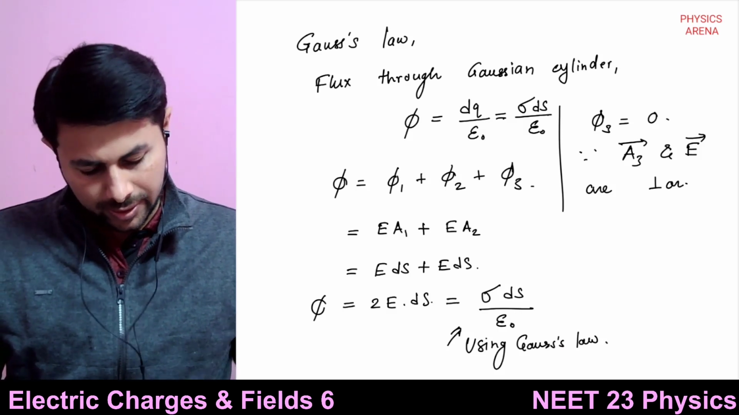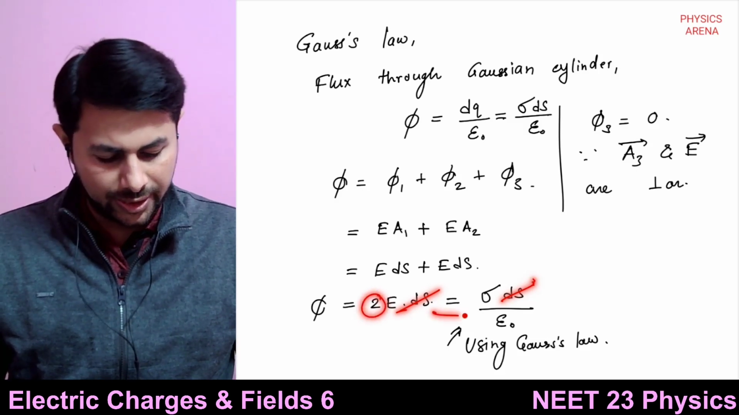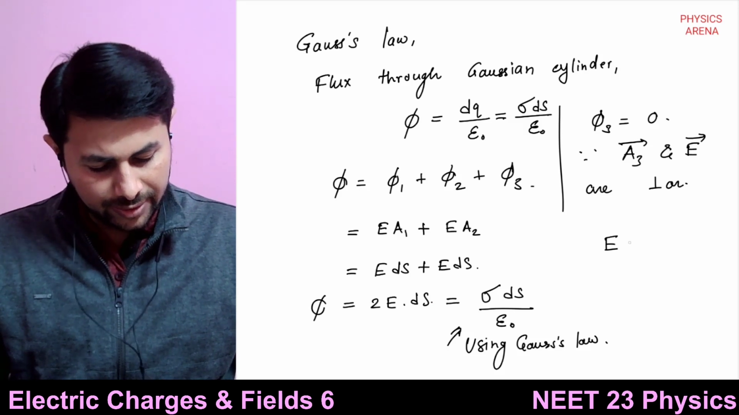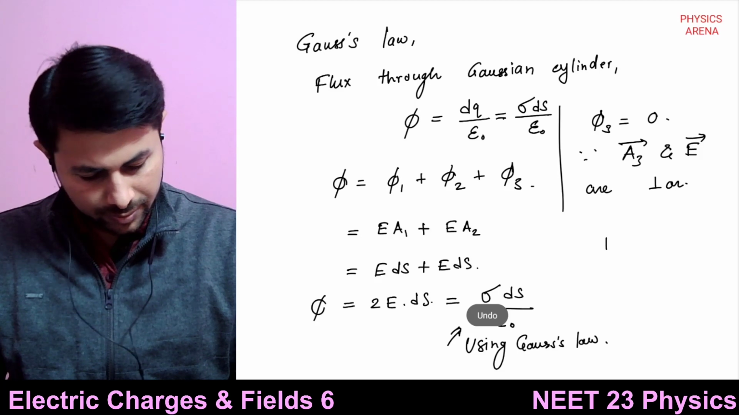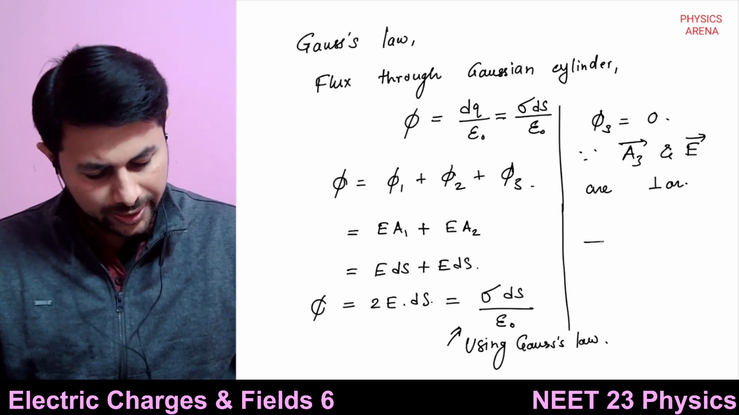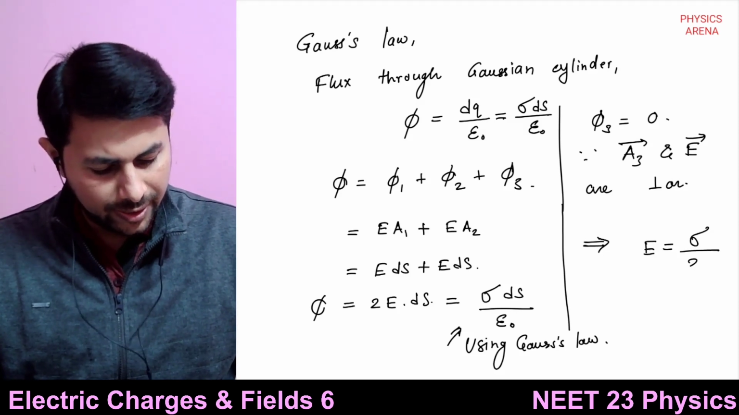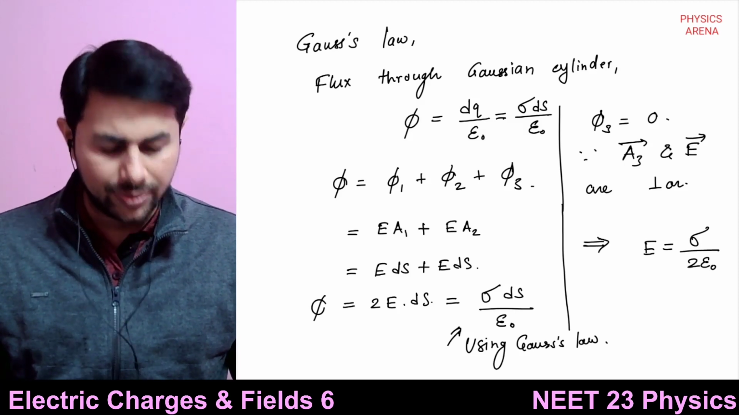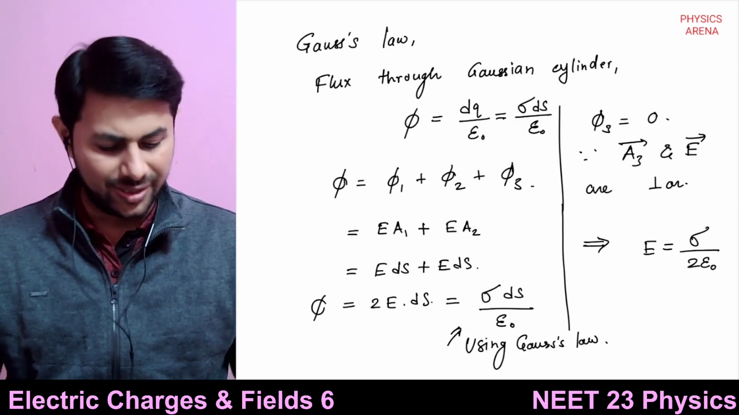Okay. So this ds and ds will get cancelled out. You take 2 on the other side to get the electric field. So you get electric field E is equal to, therefore you get electric field E is equal to sigma divided by 2 times epsilon naught. Okay, this is the electric field due to an infinitely large charged plane sheet.